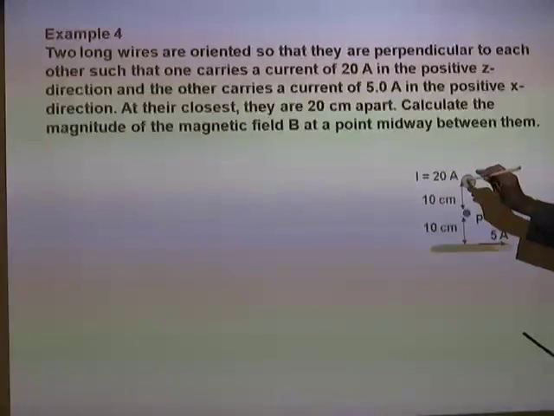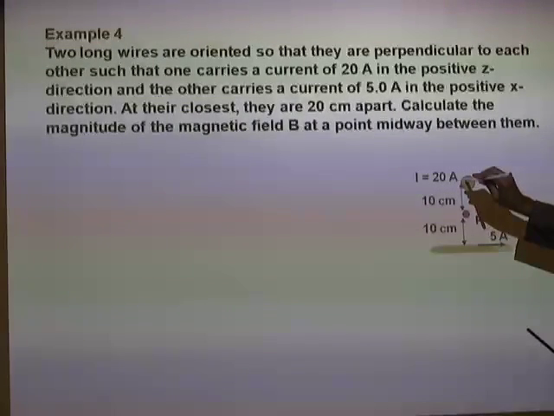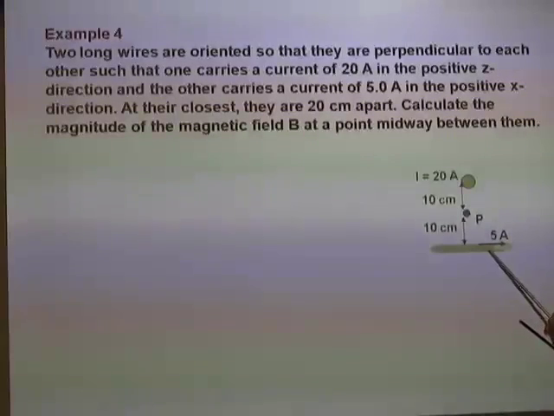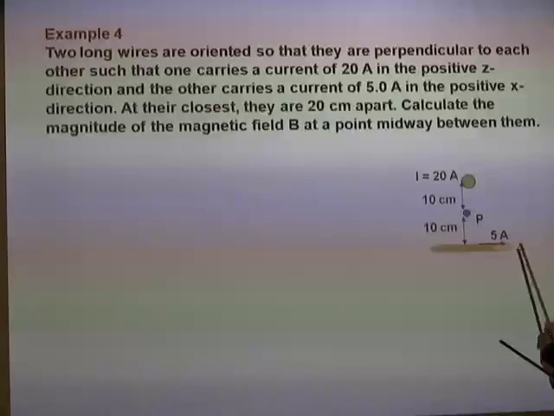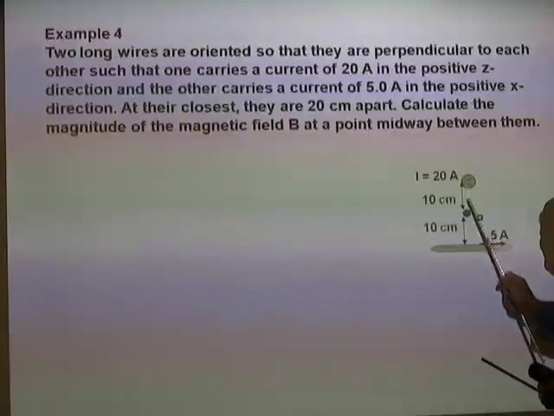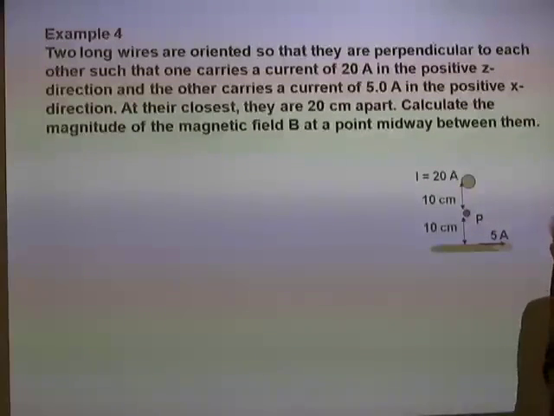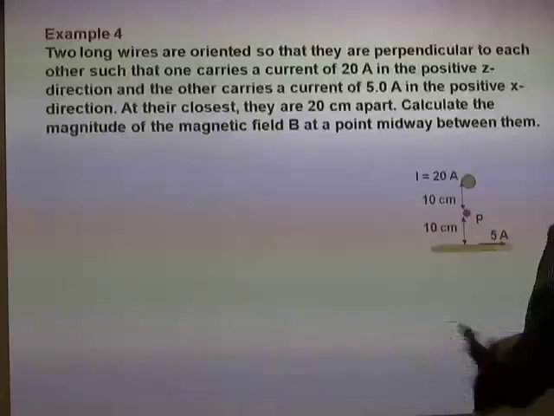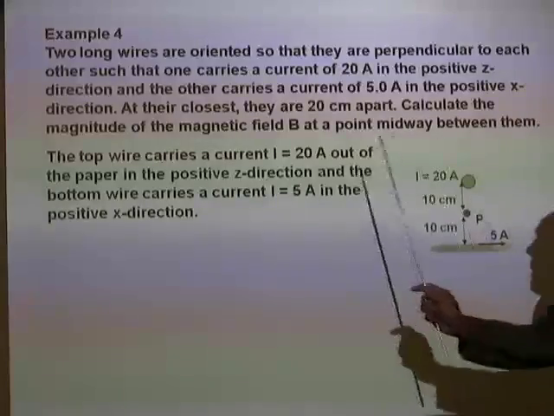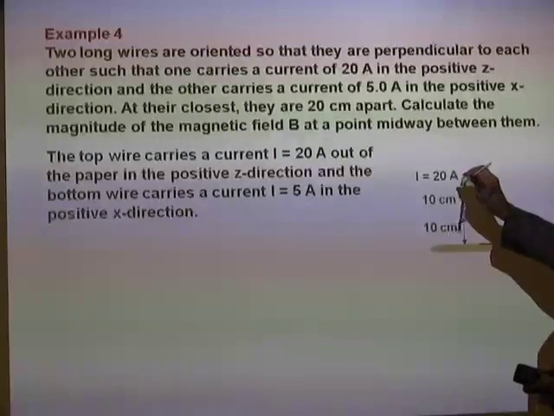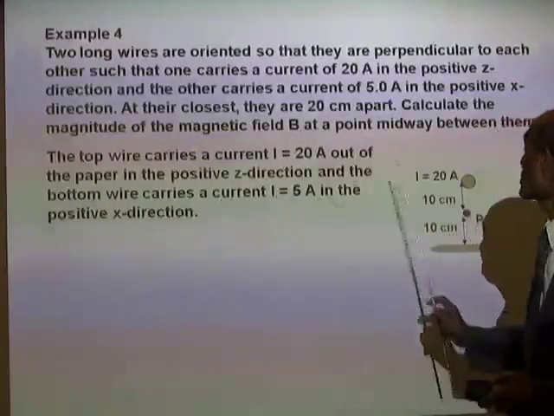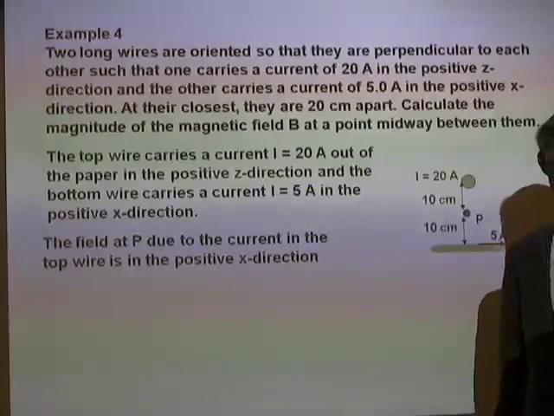Now, this is the situation. This is the conductor that carries a current of 20 ampere in the positive z direction. It comes out of the board. And this is the conductor that is carrying a current of 5 ampere in the positive x direction. We need to find the magnetic field at P midway between them. Alright, let's use the equations that we developed so far to do this. So the top wire carries a current of 20 ampere out of the board in the positive z direction, and the bottom wire carries a current of 5 ampere in the positive x direction.